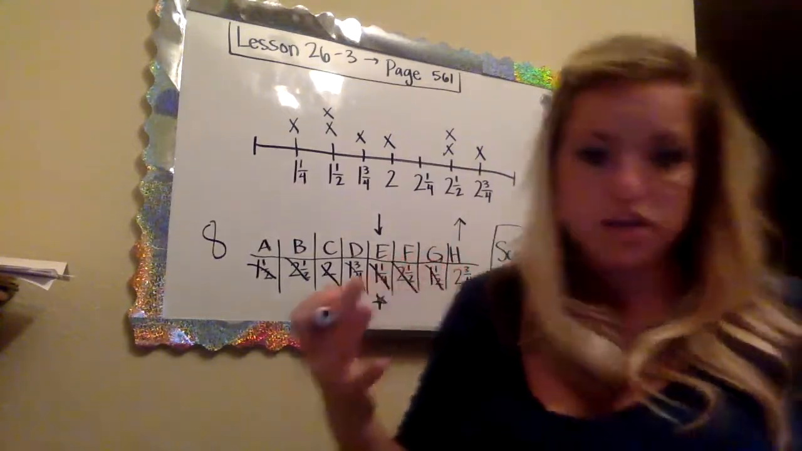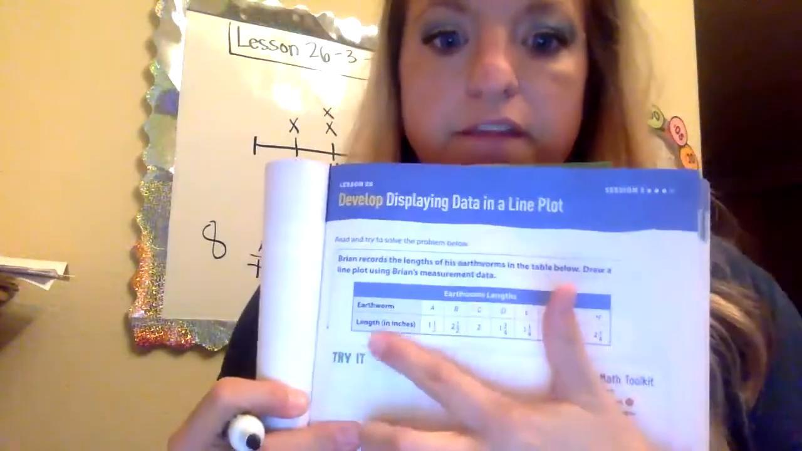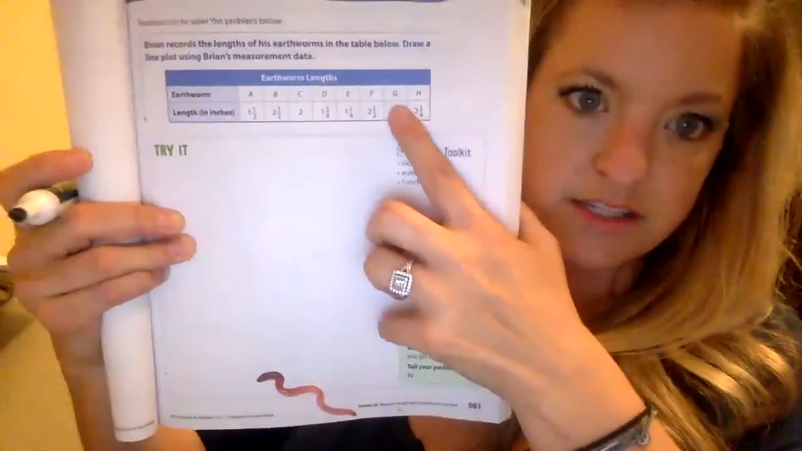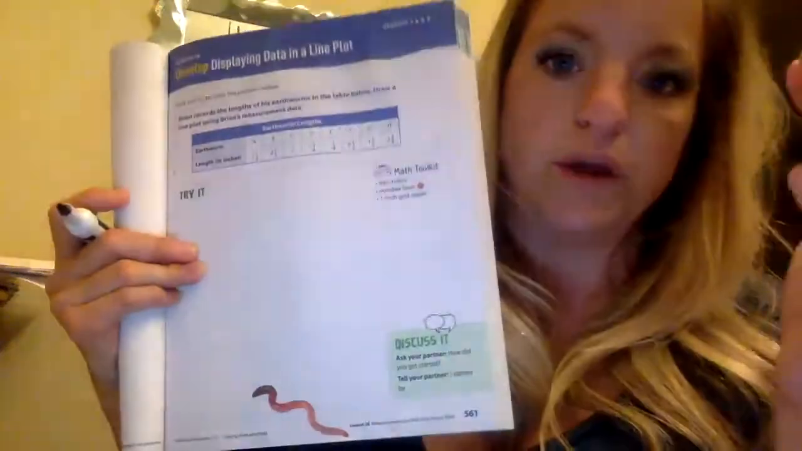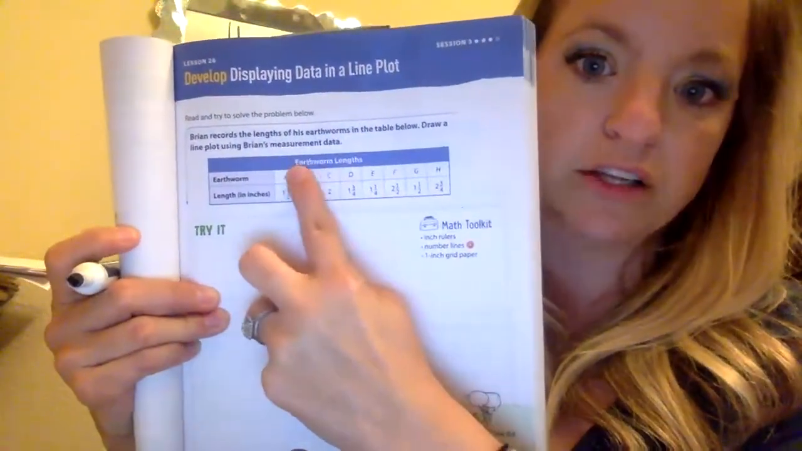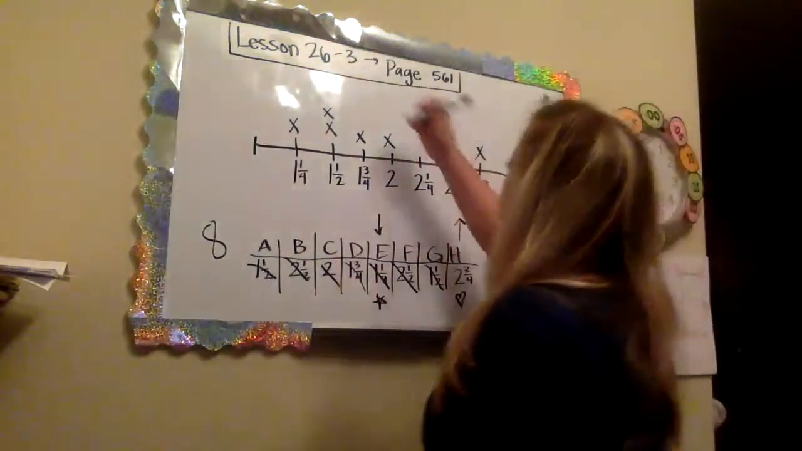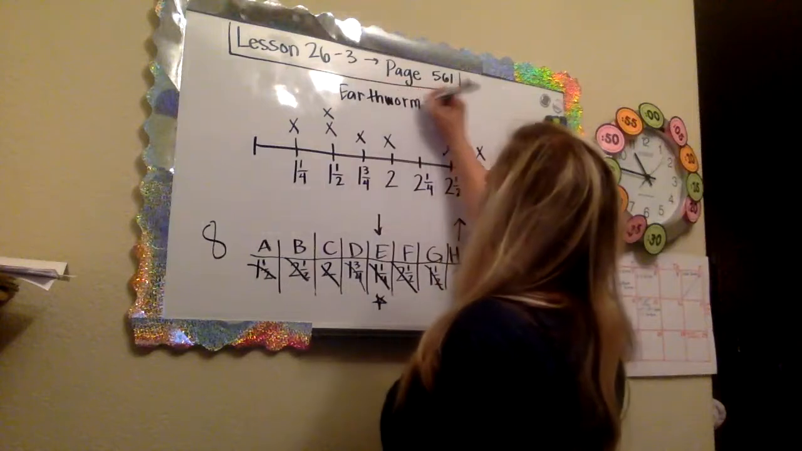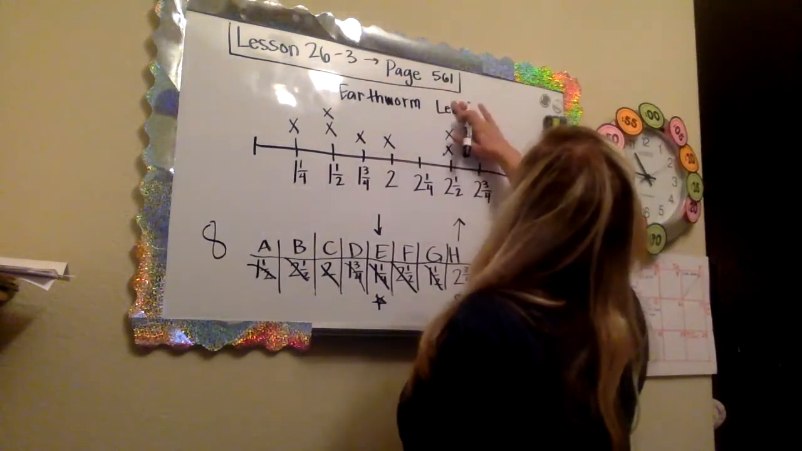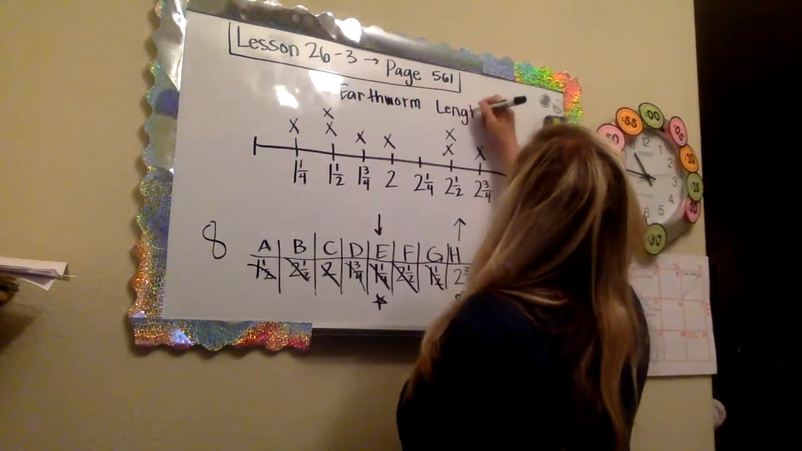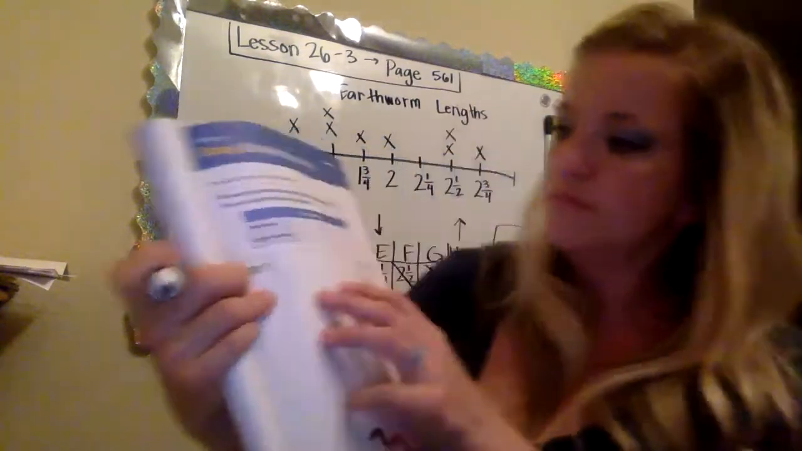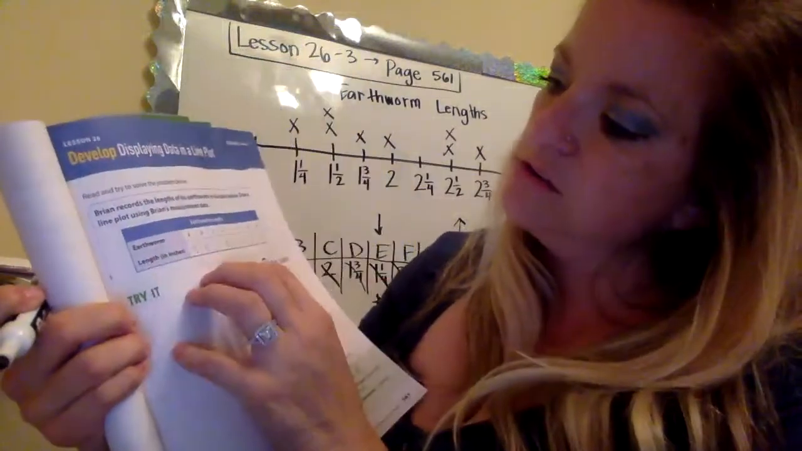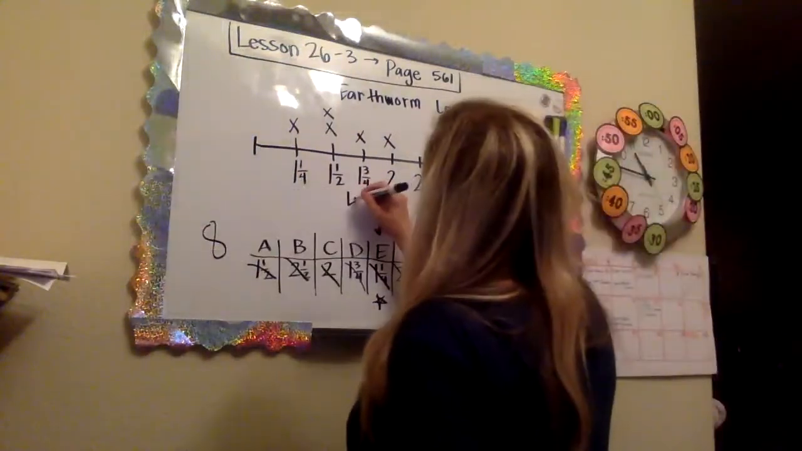When you do a line plot, you also need to have a title. So remember, when we transferred the data, like his measurements of worms, we need to make sure that we do everything that's in it. So the title is going to be earthworm lengths. You just copy everything from that table onto your line plot. Earthworm lengths, awesome. And then it said earthworm A, B, and then length in inches. So we'll put down here length in inches.